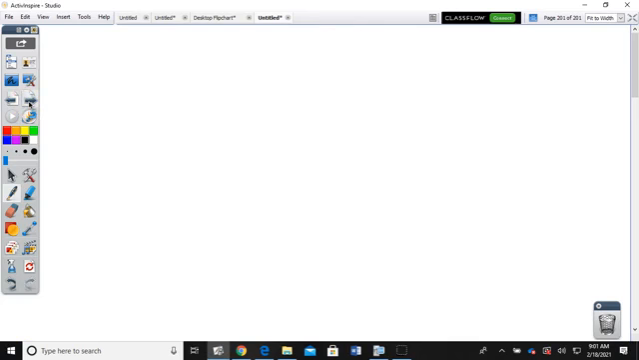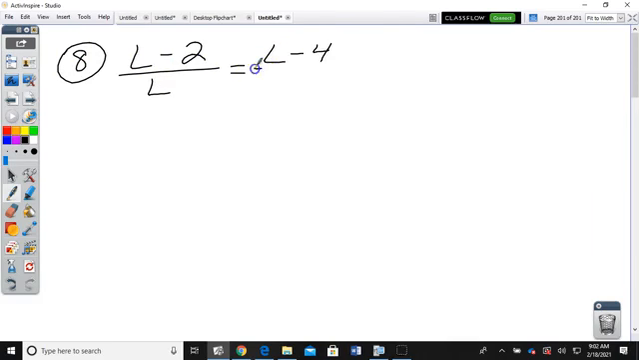Number 8. I know it says P's, but in honor of Kenzie, we're going to go with the L. L minus 2 over L equals L minus 4 over L plus 4. L looks kind of weird. They don't use L's a lot because they like using lowercase letters, and a lowercase L looks like a 1, unless you do a cursive one. That's why your book doesn't use lots of L's.